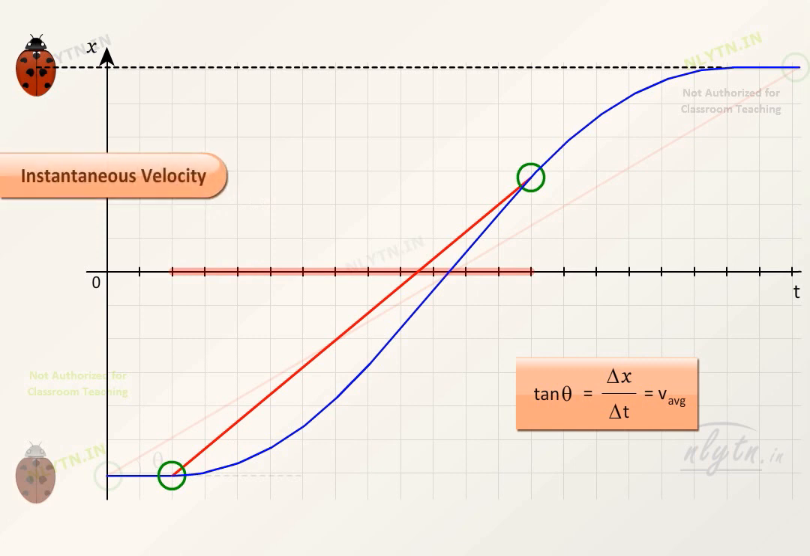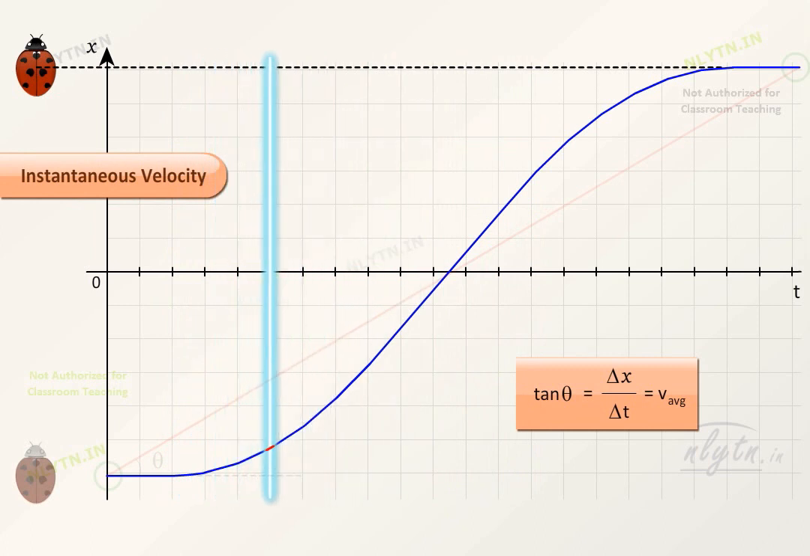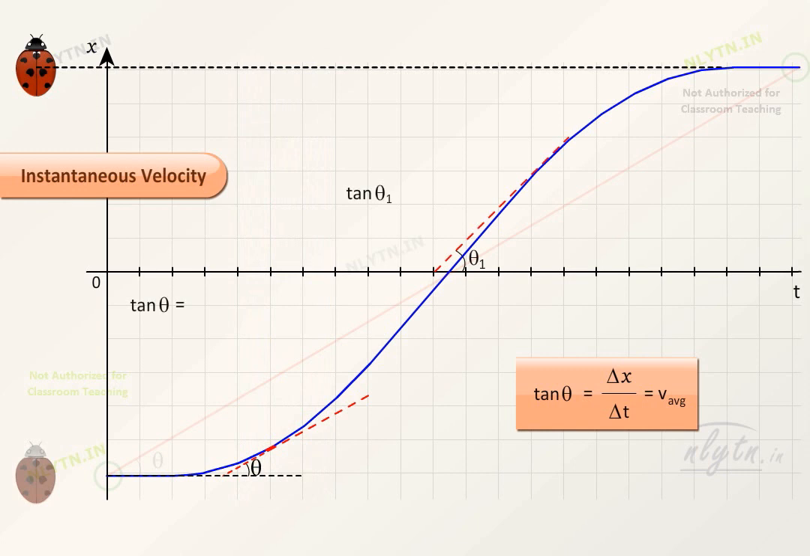But what about the instantaneous velocity? As we know, if we shrink the time interval such that it is infinitely small, then this line becomes a tangent at that point in the position-time graph. So the slope of the tangent at any point in the position-time graph gives us the value of instantaneous velocity at that point.